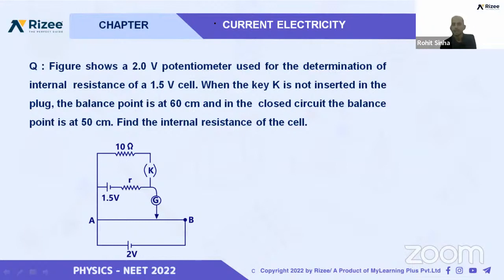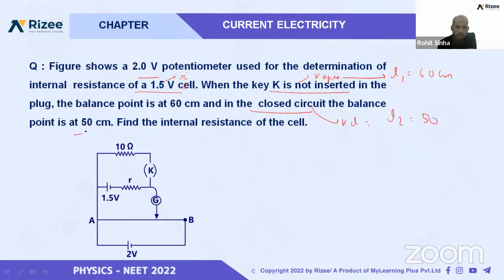Okay, one answer came, I think. 2 ohm. Okay, let me see. It is telling that we are having a 2-volt potentiometer used for determination of the internal resistance of our cell. When K is not inserted, K open, we get L1, which is given as 60. When K is closed, we get L2, and L2 is 50.